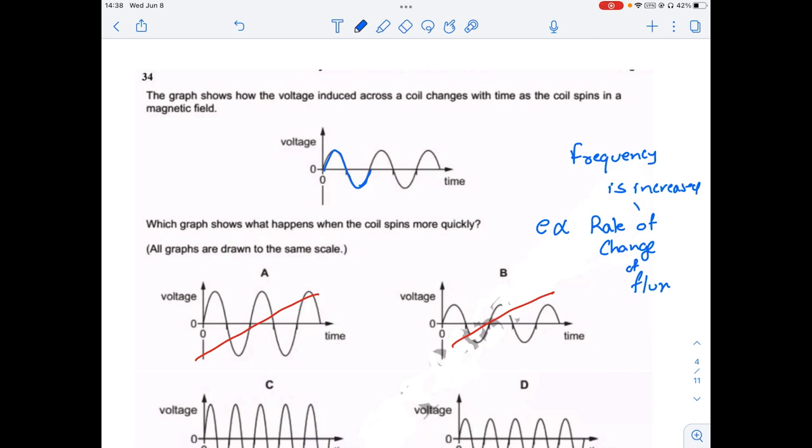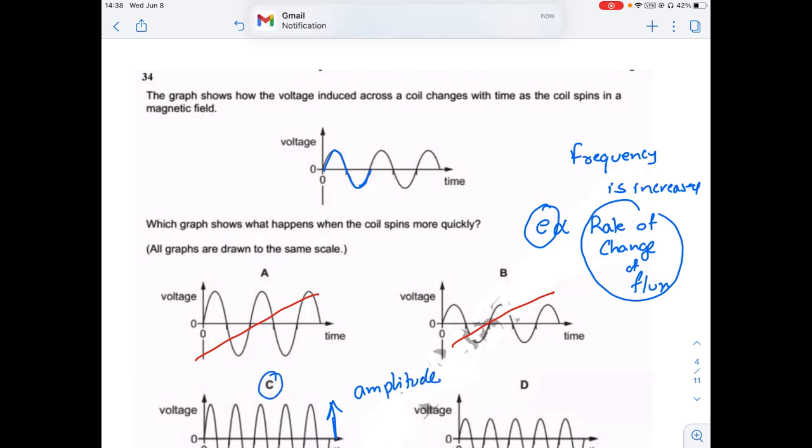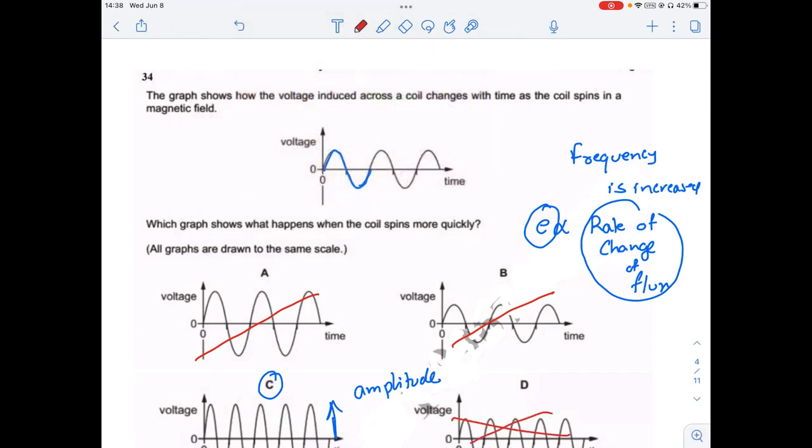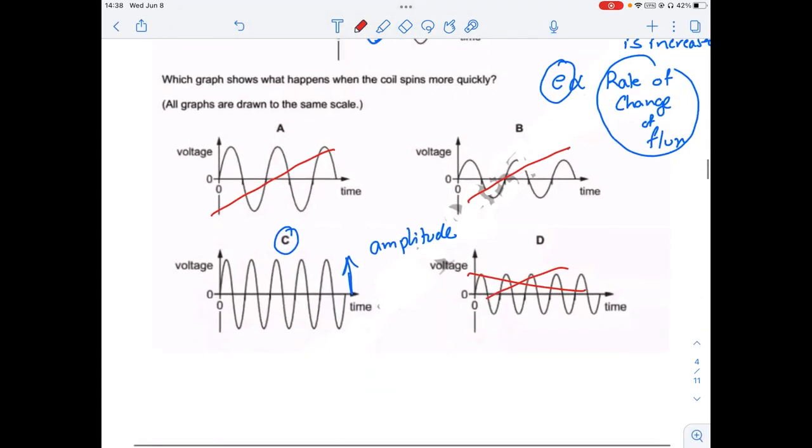So there will be more rate of change of flux. More rate of change of flux means more EMF. More EMF means nothing but more amplitude. Amplitude will be more. So therefore option C is correct, whereas in option D you can see that the amplitude is going to be the same. So therefore option D is wrong. So option C is going to be the answer.